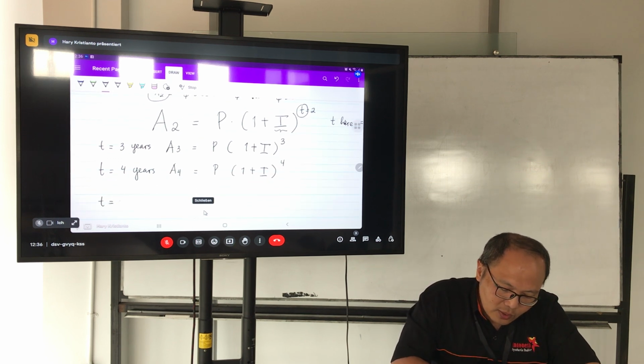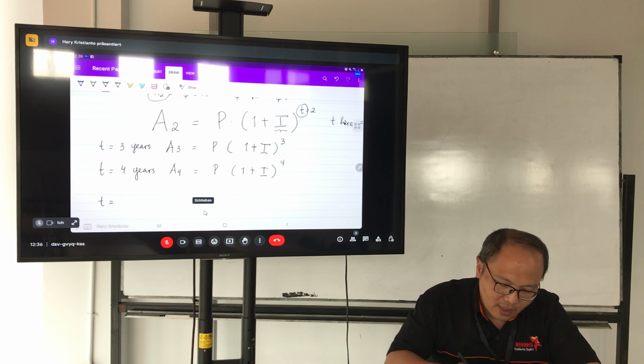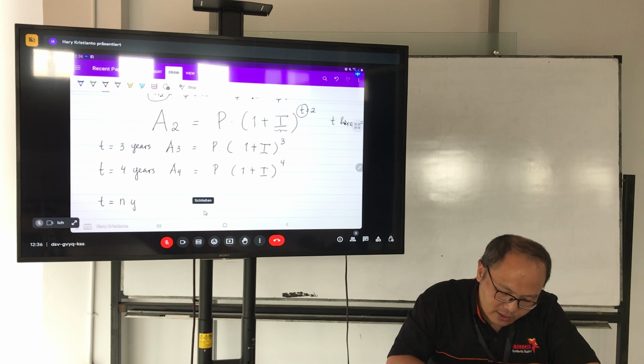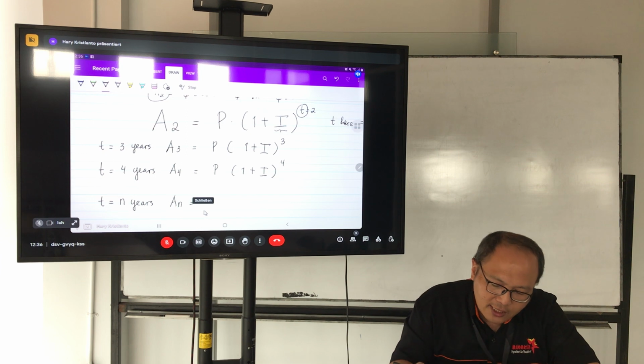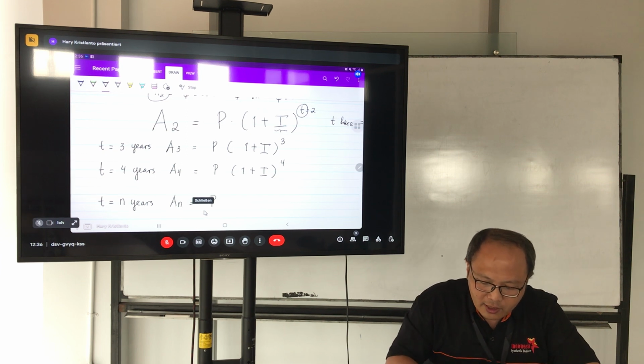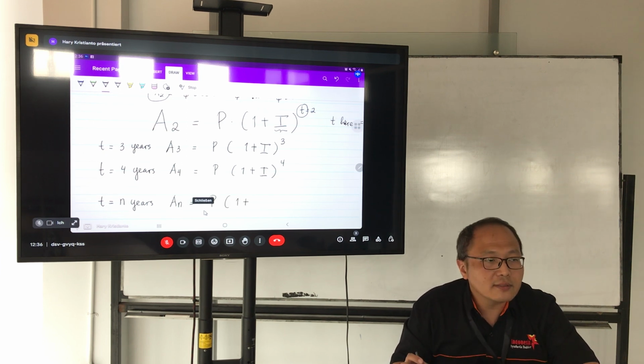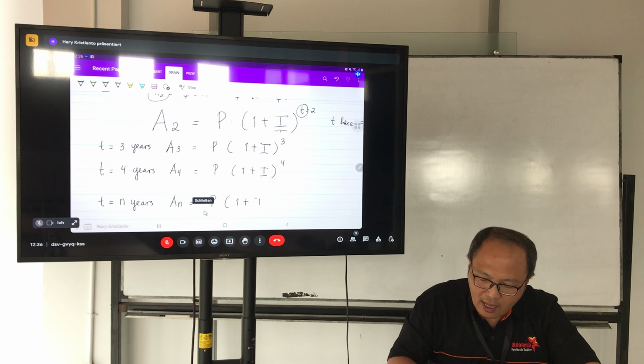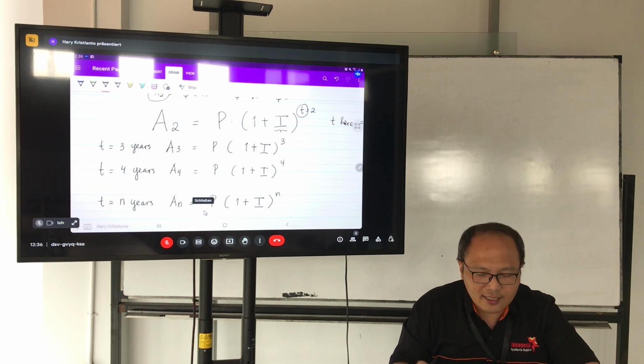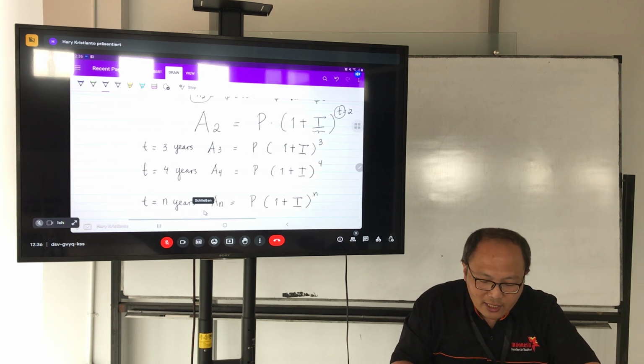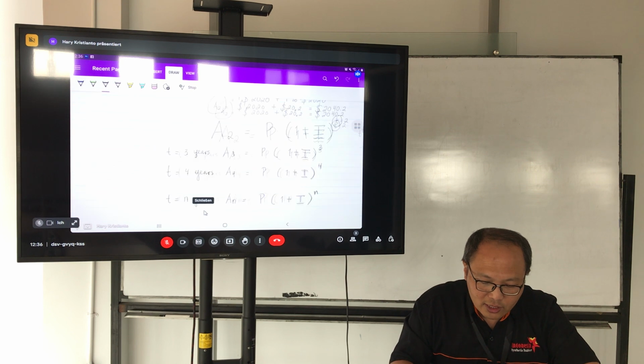Now, what if you have T equals n years? For instance, 10 years. What about n years? So what do you have? A index n will be principal (1 plus I) to the power of n. Okay. Now we are ready to answer our questions.